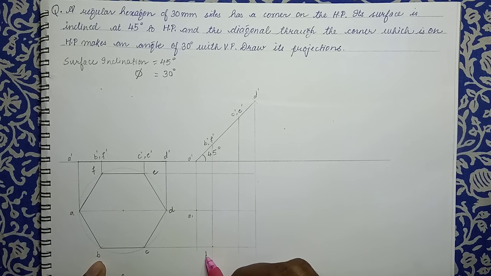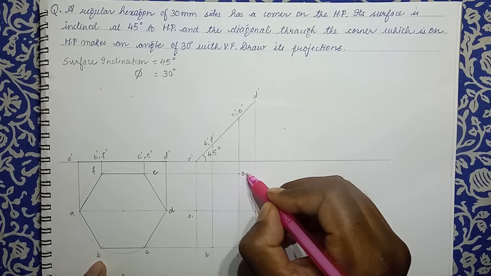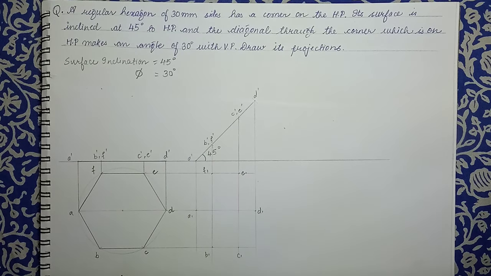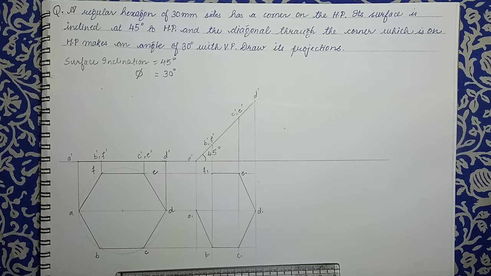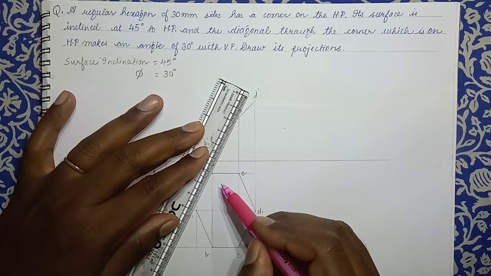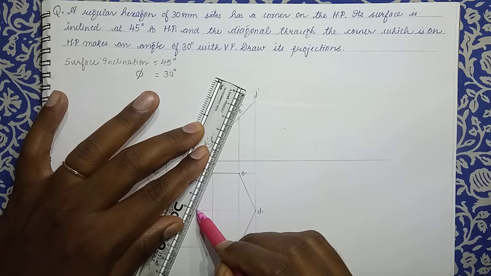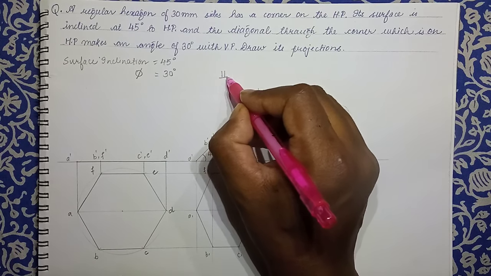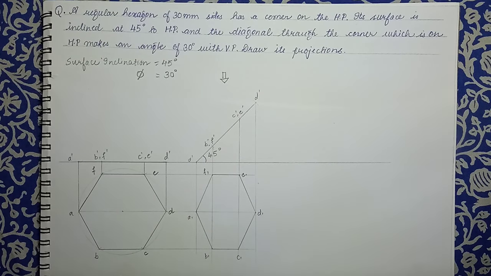You will have B1, C1, D1 position, E1, and F1 position. Once connected, we will get the top view. So we get this view. Here, the observer is looking at the surface from the top. So this is the shape that is obtained.